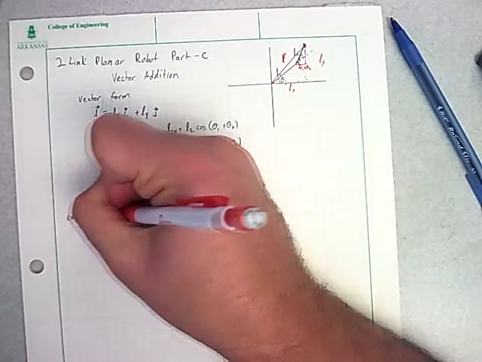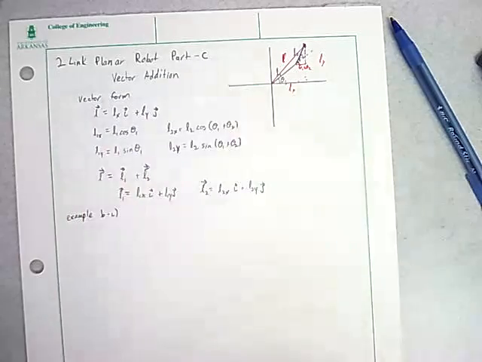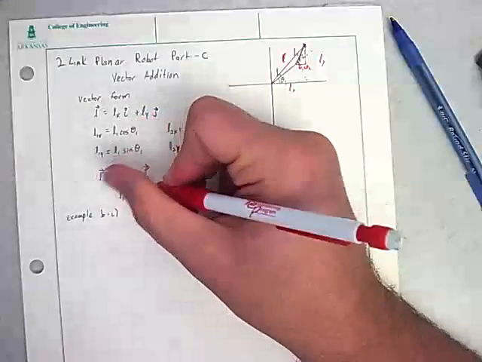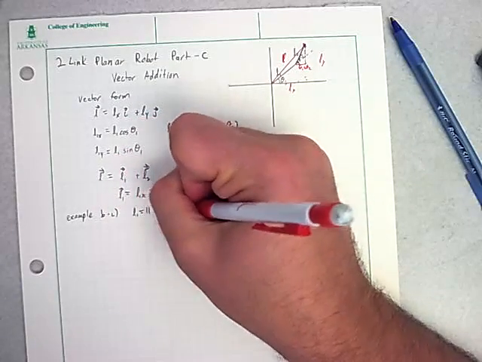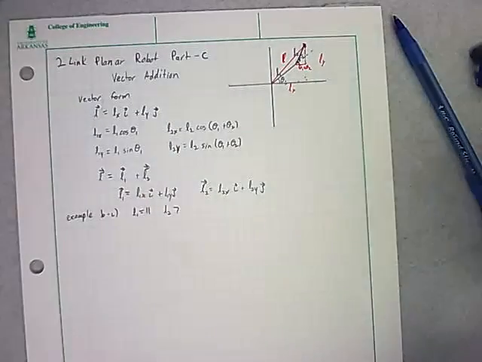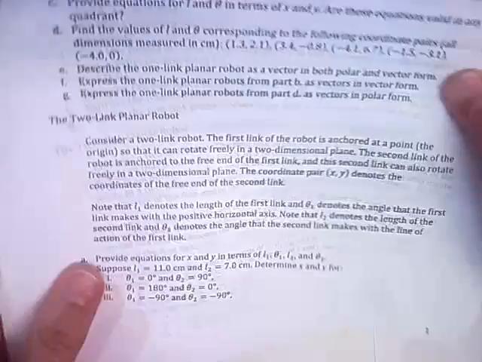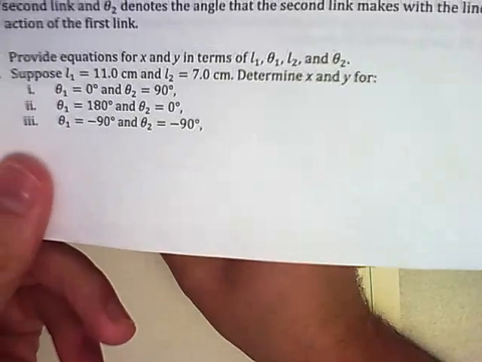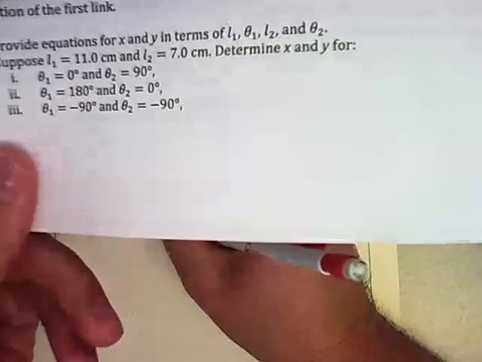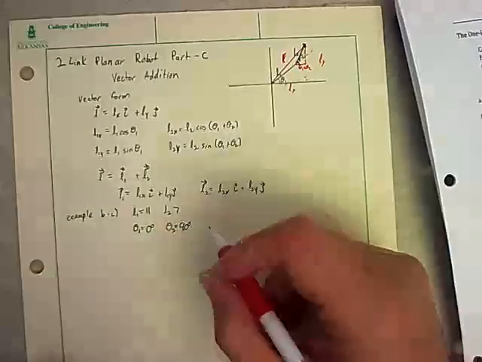Okay, so let's go back to example B, part 1. We know that L1 is 11 and L2 is 7. And for that particular example, part 1, theta 1 is 0 degrees and theta 2 is 90 degrees.